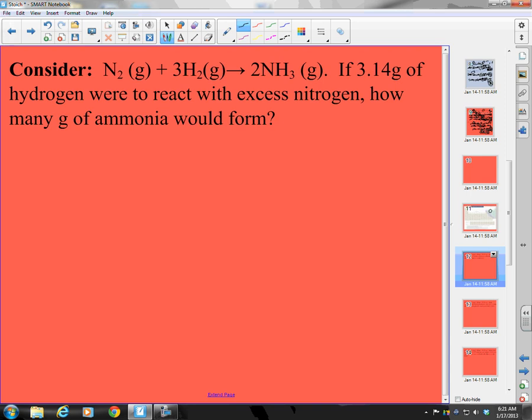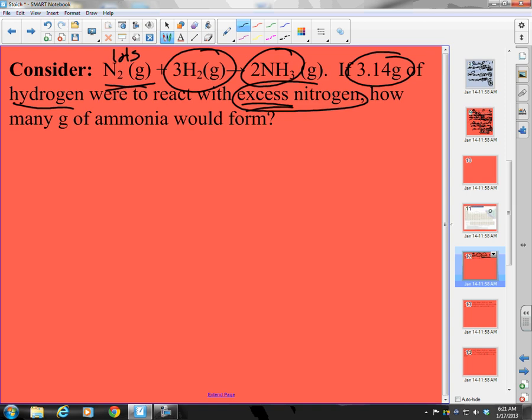Good. So what do we have going on here? I have 3.14 grams of hydrogen that were to react with excess nitrogen, that means I have lots of this. I don't have to worry about it. I have more than enough, right? Whenever you see the word excess, that means you don't have to worry about that. We're really just focusing on this puppy right here. And we want to know what? How many grams of ammonia will form?